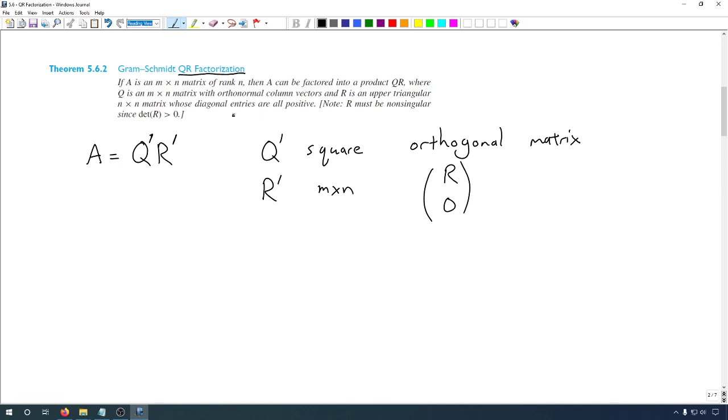It's just that having rank n ensures that R is non-singular, and that's actually kind of important for the applications we're going to use this for. So we're going to stick with that condition, and we're going to just stick with their definition for all this stuff.